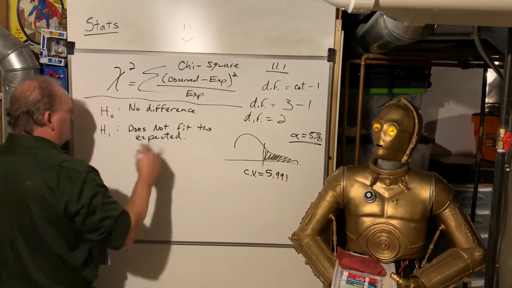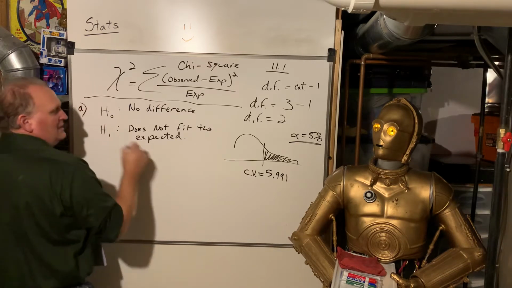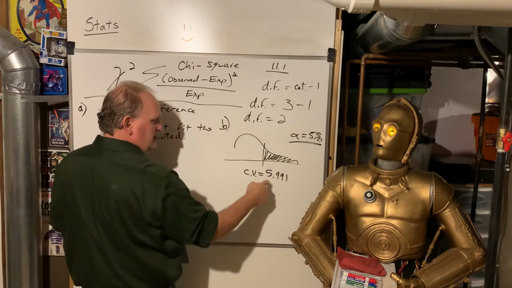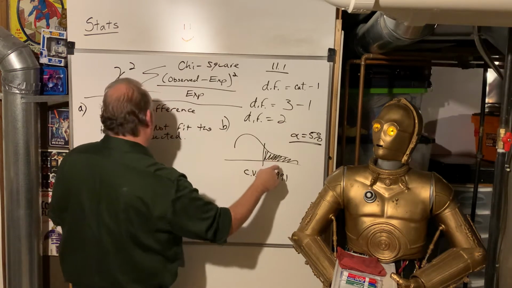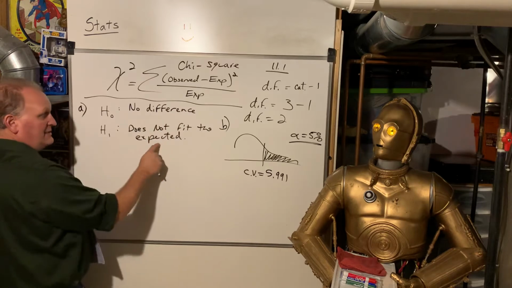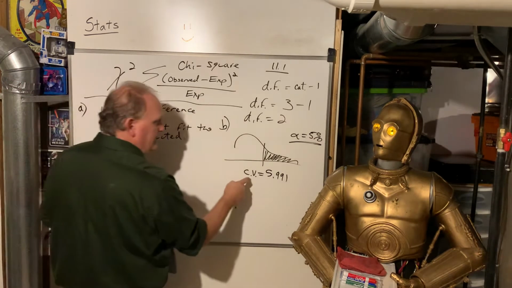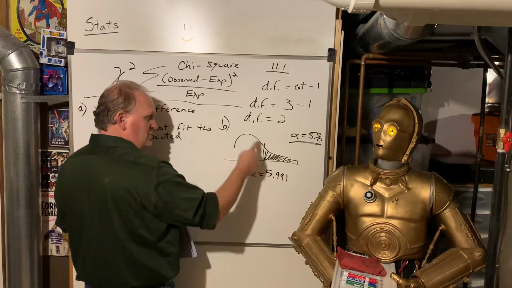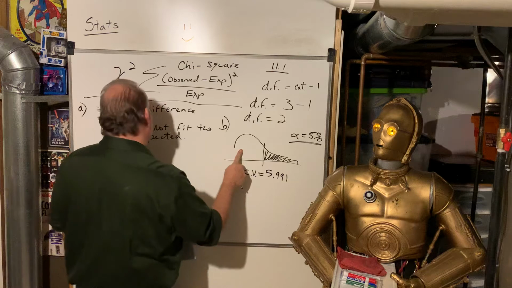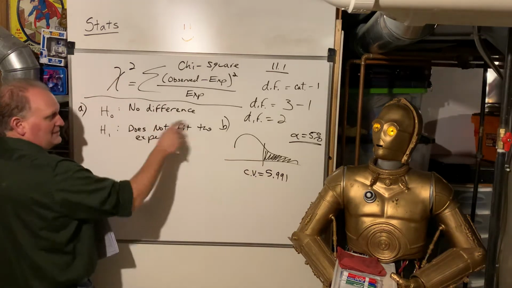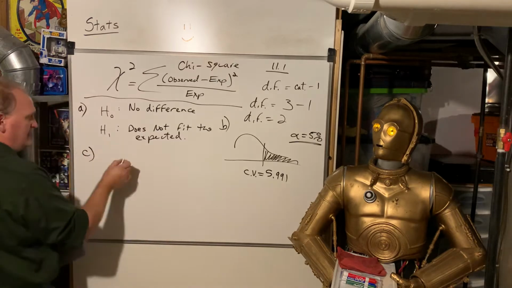So we're still doing kind of the 5 parts. You have your hypothesis, you draw the pretty picture and mark the critical value. So if it ends up in the shaded area, we reject the null and say it is different than expected. It doesn't fit. If we end up in the unshaded area, less than 5.99 for our statistic, then we fail to reject and say there is no difference. All right?